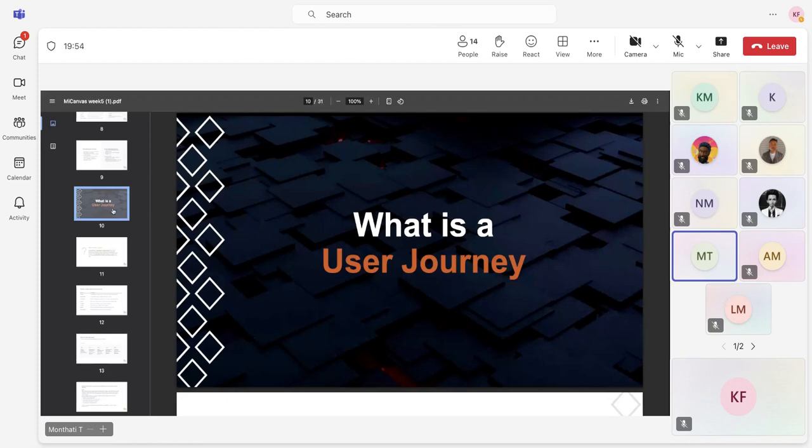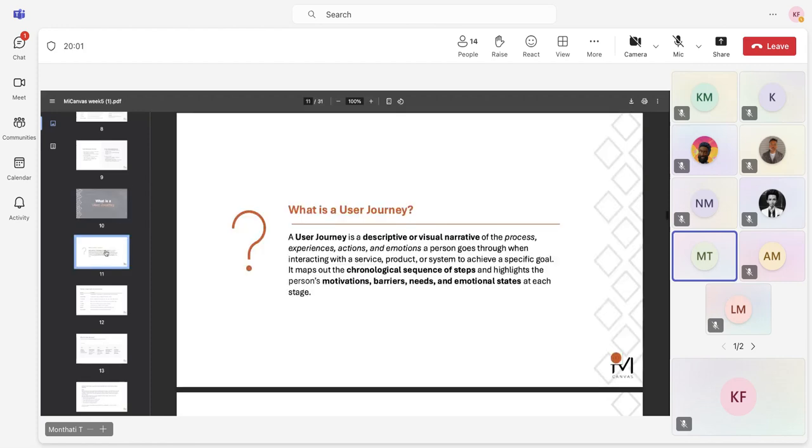Right, the next part is looking at what exactly is a user journey. The first one is just a key description that you guys can look at to better understand going forward. So a user journey is a descriptive or visual narrative of the process, experience, actions, and emotions that a person goes through when interacting with a product or service or system to achieve a specific goal. It maps out the chronological sequence of steps, highlighting the person's motivations, various needs, and emotional states at each stage.